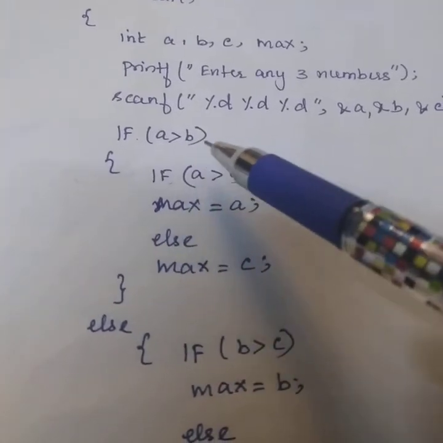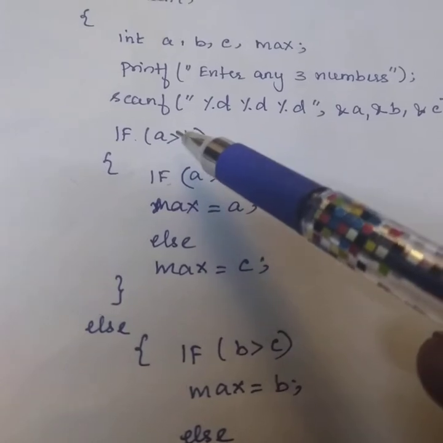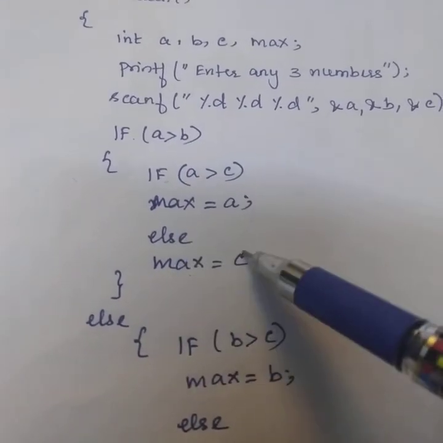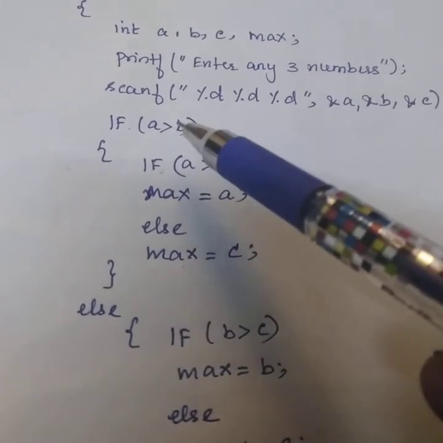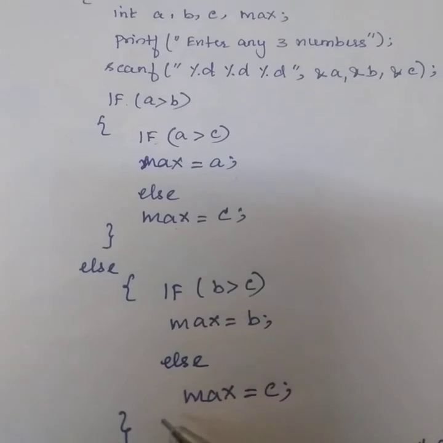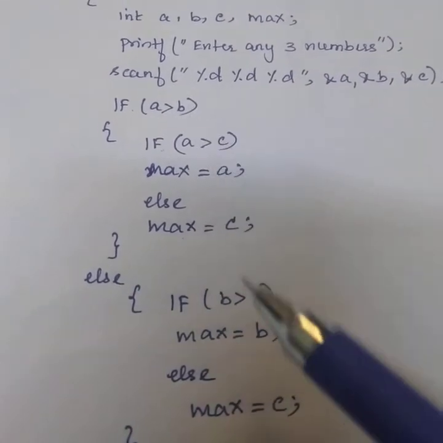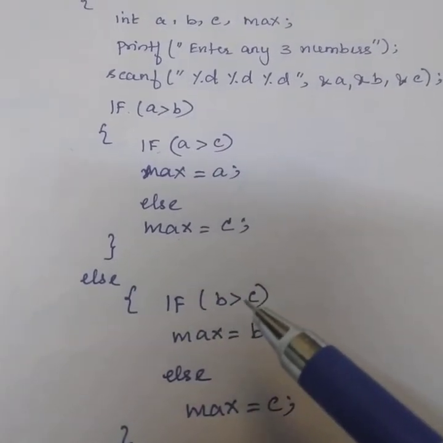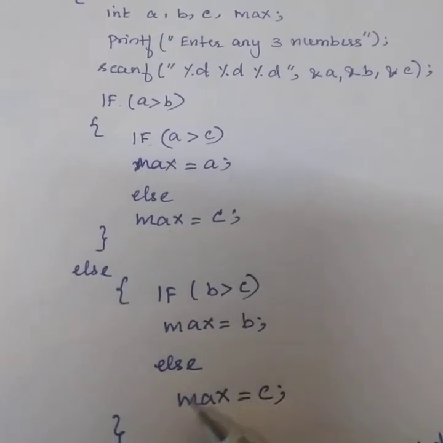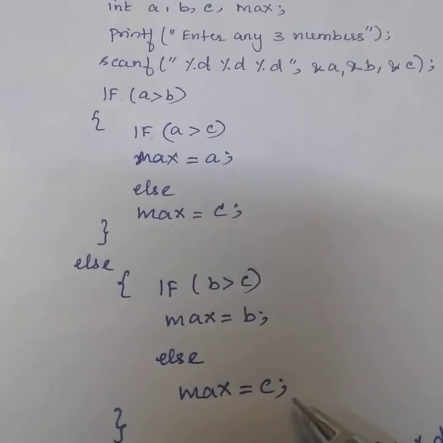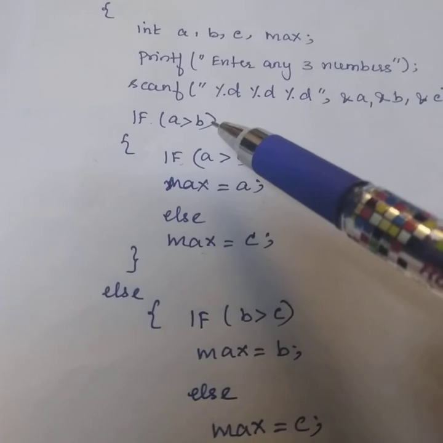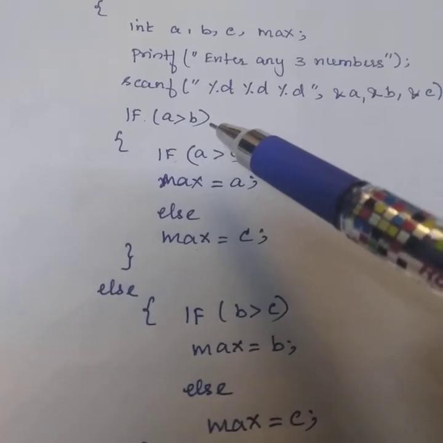If a greater than b, if this condition is true, this area will be executed. If this is false, this area will be executed. Again, if this is true, this line will be executed. If this is false, this else part will be executed. Okay. So this is a program for finding the maximum among three numbers.